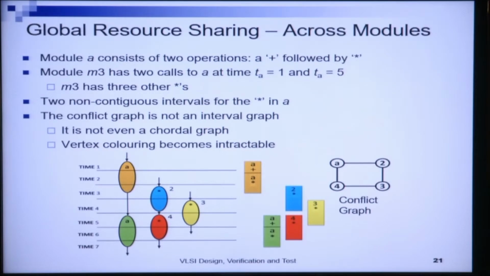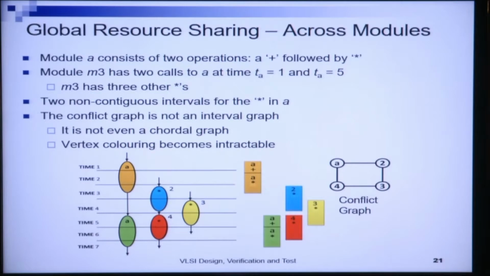But what we see here is that there are 2 distinct intervals now for this module A, and it is no longer a single continuous interval, and hence the conflict graph is no more an interval graph. It is not even a chordal graph. We have a cycle of length 4 and we do not have any chord which connects non-consecutive vertices, and hence this is not a chordal graph.